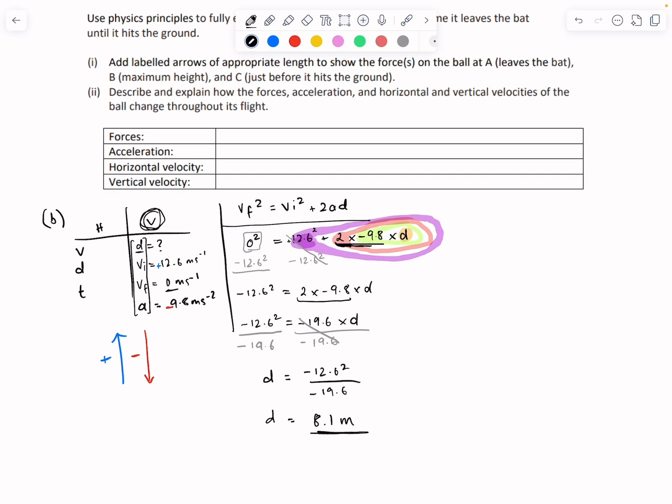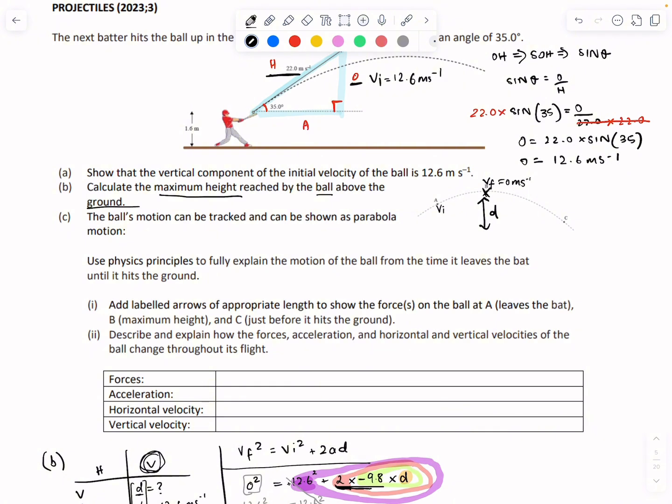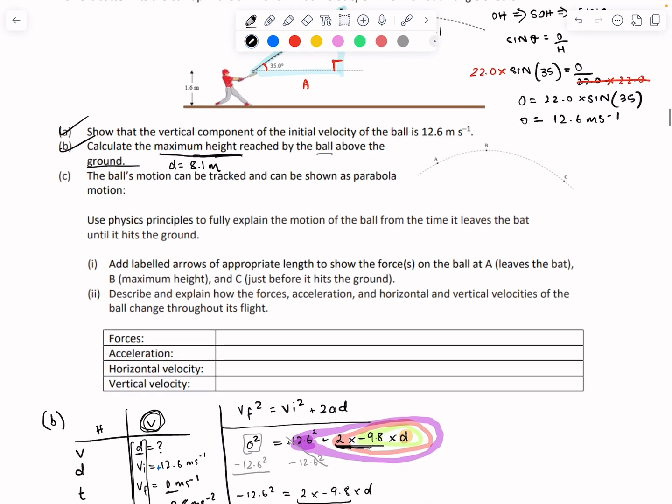Don't forget your units. And so we know, if we go back to the question, calculate the maximum height the ball reaches above the ground. This is going to be 8.1 meters. That's pretty high. Okay, so now that we've done these parts over here, let's move on to part C.